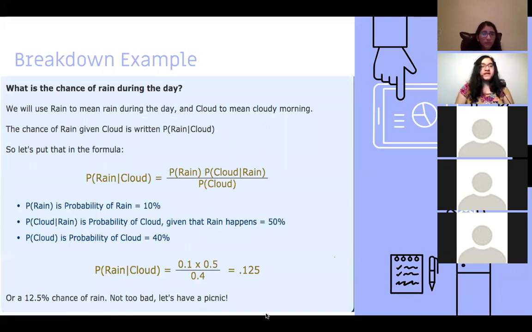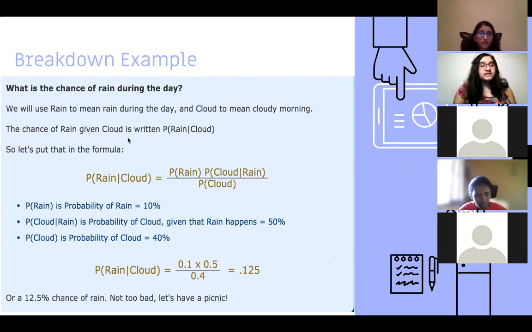So what is the chance of rain during the day? So we're going to use rain to mean rain during the day. So if you're looking at the probability statements, rain just means that it's going to rain during the day, and cloud to mean cloudy morning. So the chance of rain given cloud is written in this way. The little line in the middle means given.